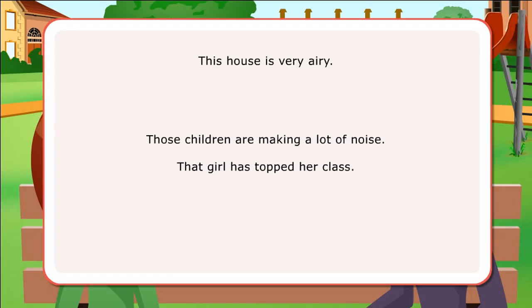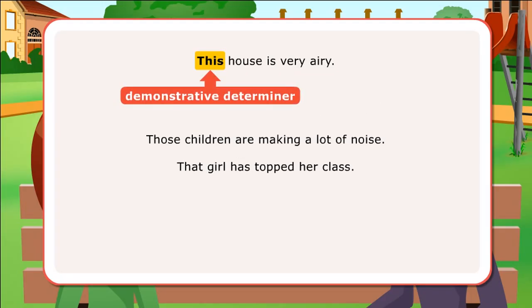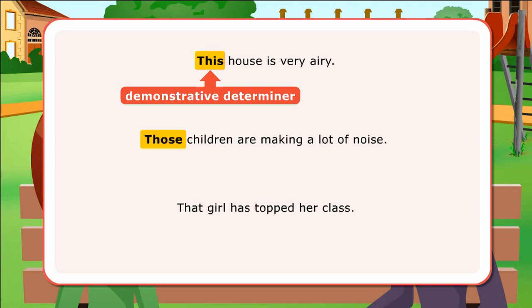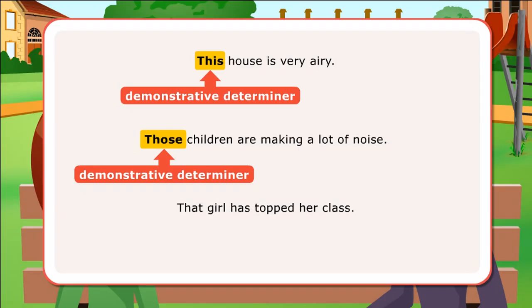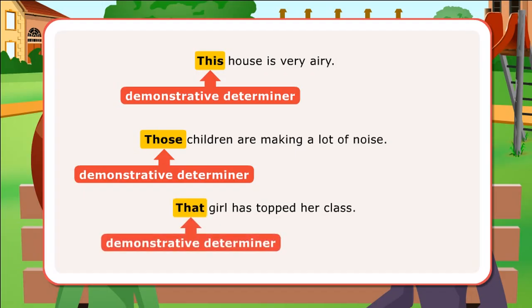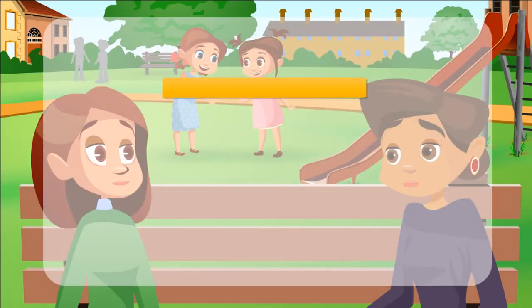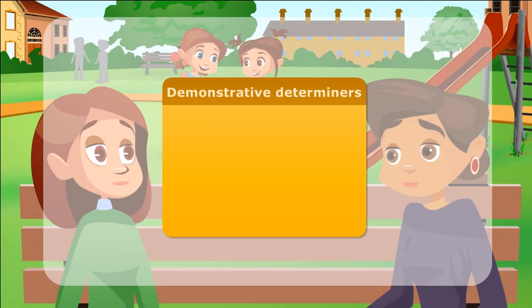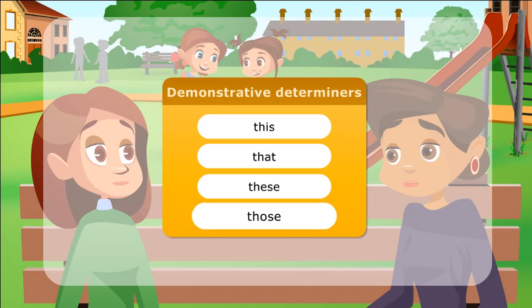In the first sentence, this is a demonstrative determiner as it points towards a particular house close by. In the next sentence, those is a demonstrative determiner as it points at few specific children playing some distance away. In the third sentence, that is a demonstrative determiner as it points at a specific girl who is not close by. There are only 4 demonstrative determiners in English: this, that, these, those.